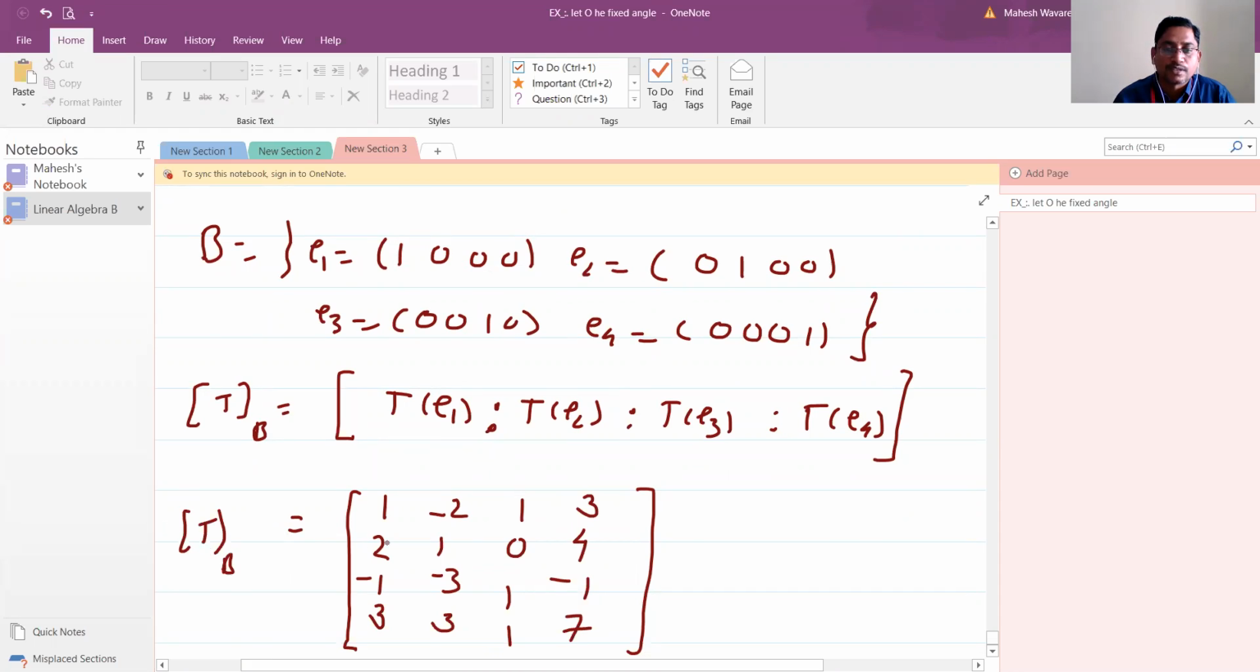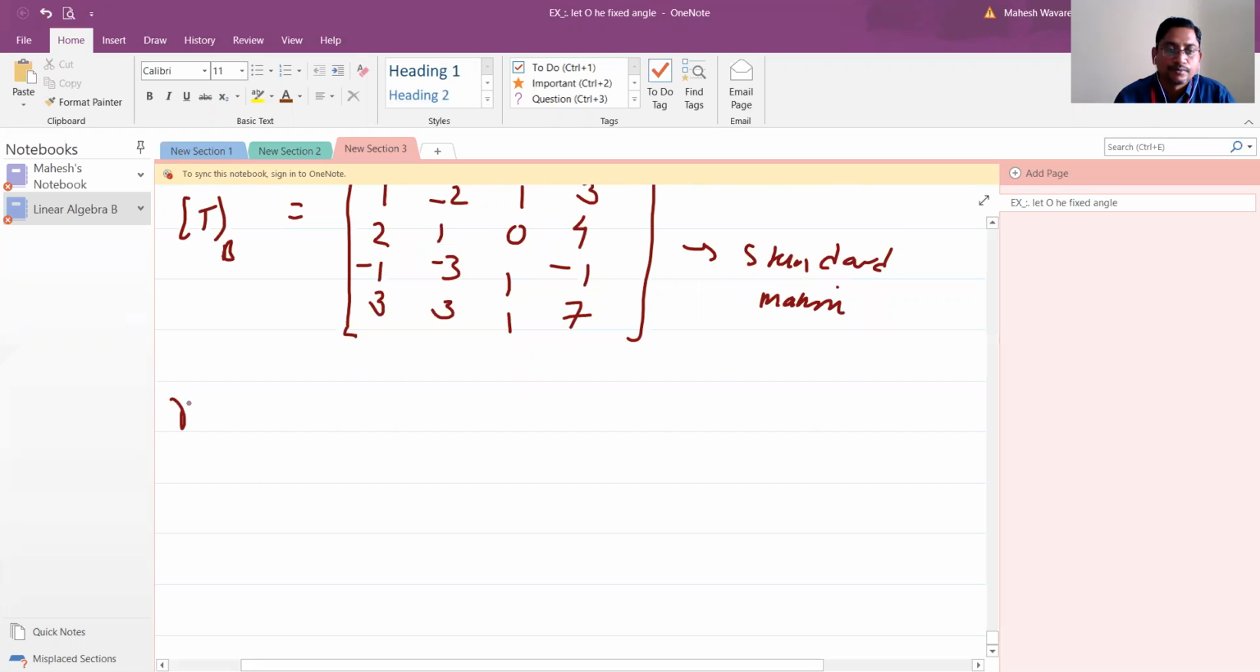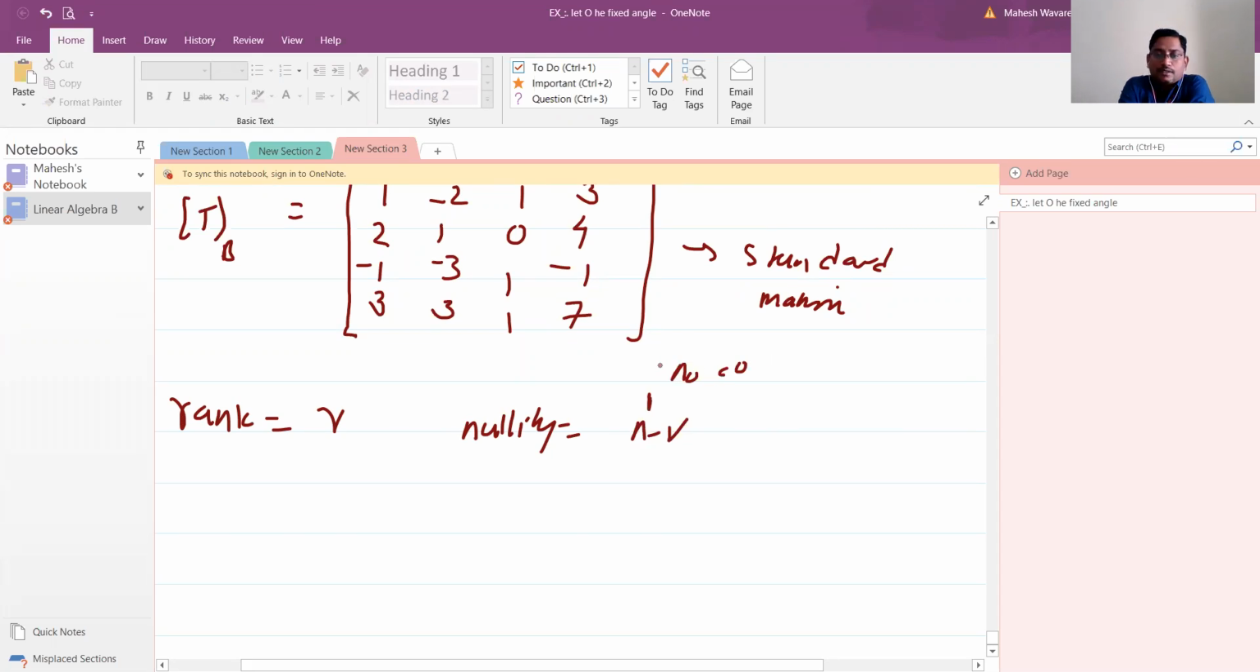So first it was asked to find the standard matrix. So this is the standard matrix. And now we need to find the rank and nullity of this. Once you find the rank, how do you find the nullity? Once we know the rank R, what is the nullity? It is N minus R. This N stands for the number of columns, the dimension of the domain, that is 4. So it is 4 minus R.